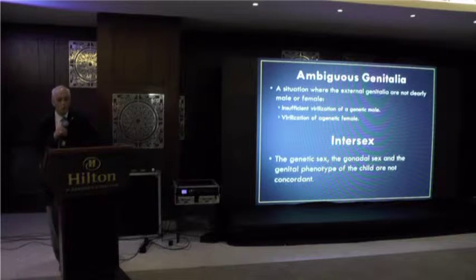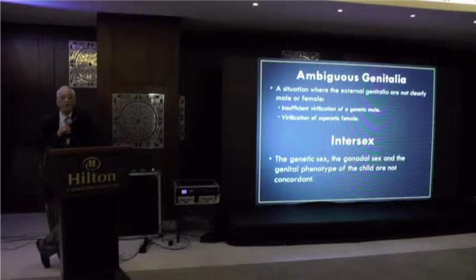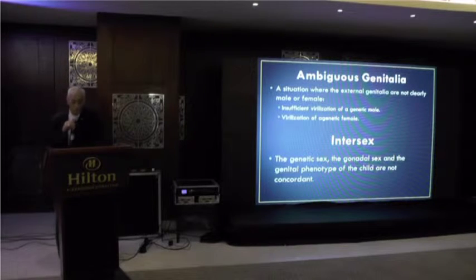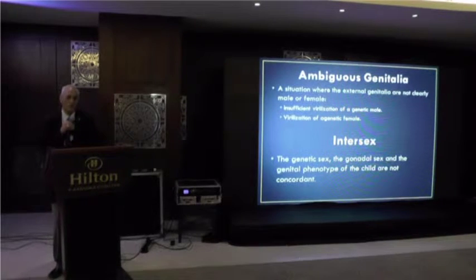Ambiguous genitalia, as you all know, is a situation where the external genitalia are not clearly male or female, something in between. Either insufficient virilization of a male or virilization of a genetic female. But intersexuality is when the genetic sex, gonadal sex, and genital phenotype are not concordant, do not conform with each other. Sometimes there is intersex without ambiguity, like in case of receptor deficiency.